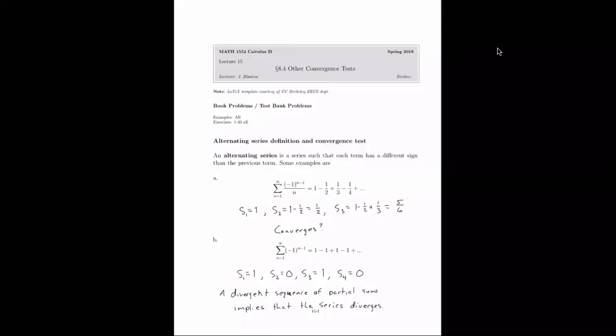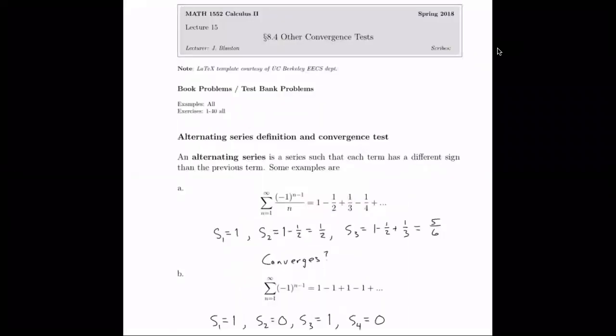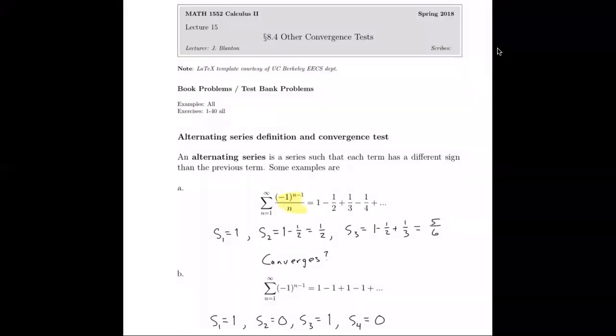Section 8.4 is other convergence tests, or further convergence tests. So we'll first introduce an alternating series, and then its convergence test that's related to it. An alternating series, we've seen these as sequences so far, but now this is a summation of these sequence terms. So it is, in fact, a series.